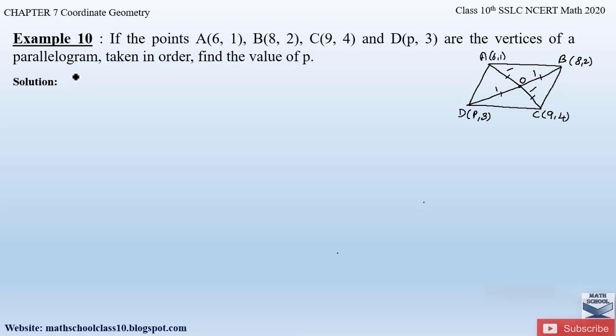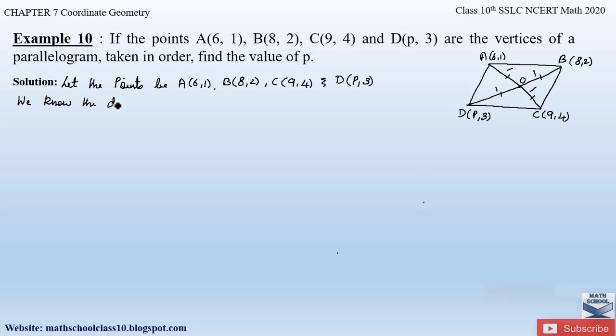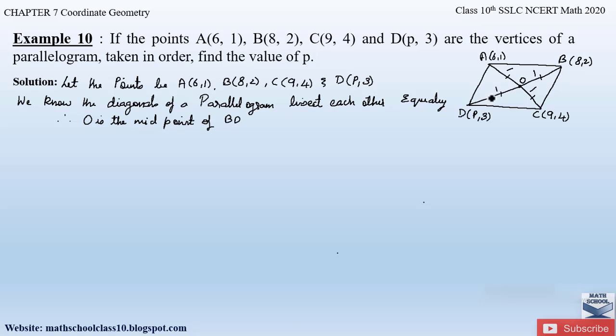So let us write down the points: point A, that is 6, 1, point B 8, 2, point C 9, 4 and point D given by P, 3. Also we know that the diagonals of a parallelogram bisect each other equally. Therefore, O is the midpoint of BD and AC, right?